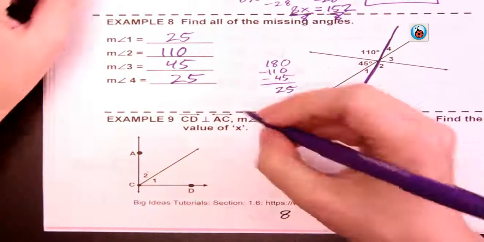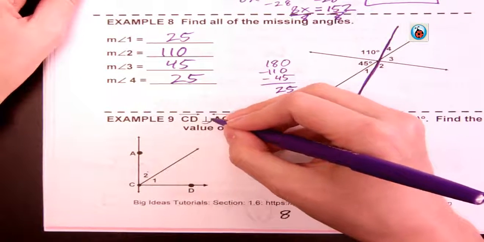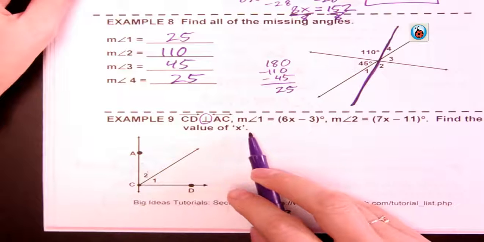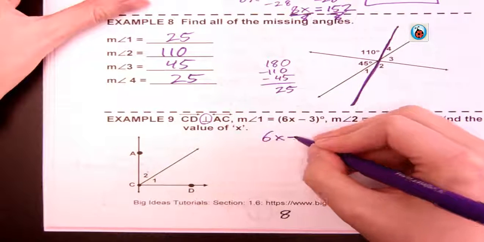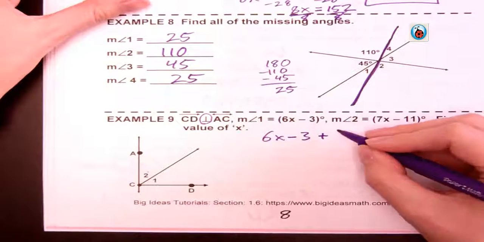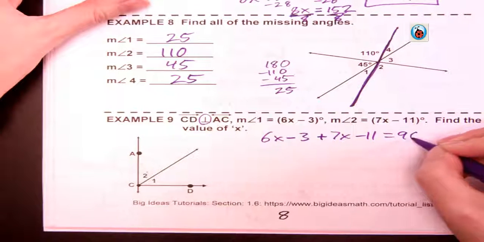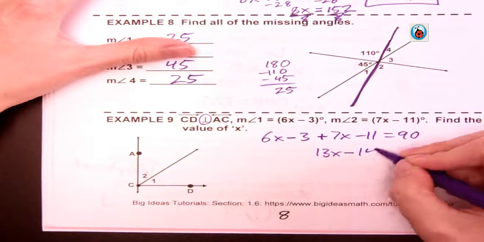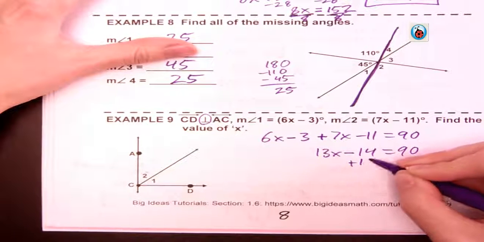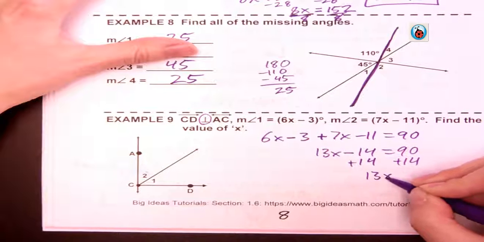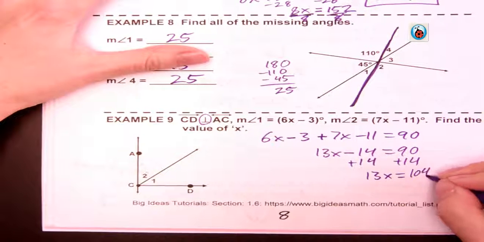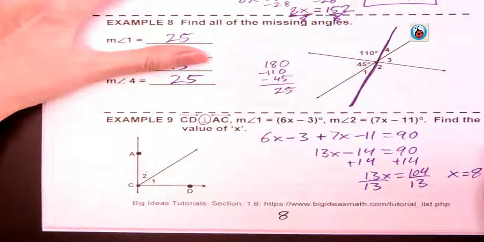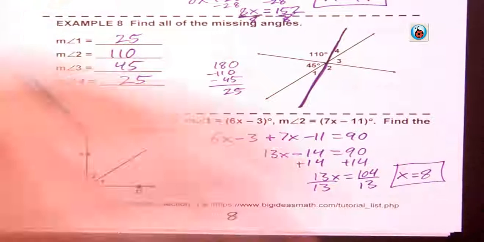Alright, and then our last one just gives me that perpendicular sign. So it says ray CD is perpendicular to line AC. And so I just have to recognize again, they add up to equal 90. And so I solve it out. 13x minus 14 equals 90. Plus 14 to get 13x equals 104. Divide by 13 to get x equals 8. And that is the end of the notes for today.